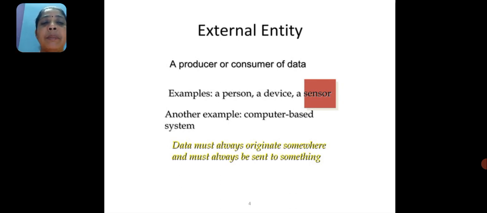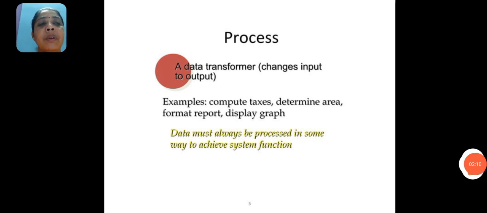Another example: in a computer-based system, data must always originate somewhere and must always be sent to something. That is a process between either a customer or a system and another person. Next, we are going to see about a process. The process transforms input to output, something which happens between the input and the customer, so we represent it as a process. Examples: compute taxes, determine area, format report, display graphics. Data must always be processed in some way to achieve system functions.